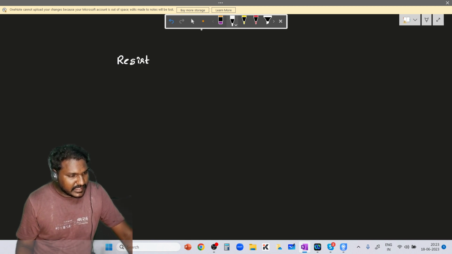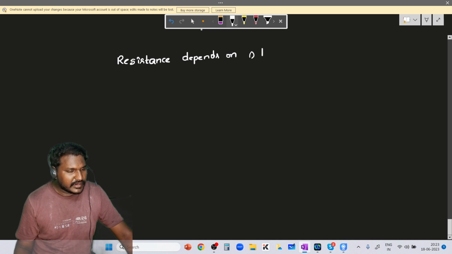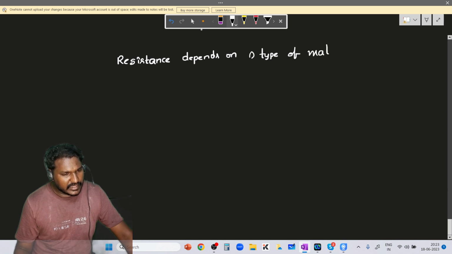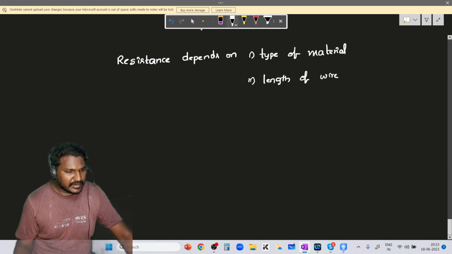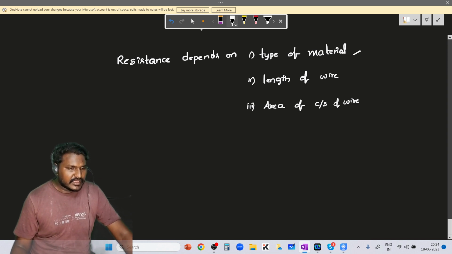So resistance depends on, number one, type of material. Number two, it also depends upon length of wire. And number three, it also depends upon area of cross section of wire. So resistance depends on type of material, length of wire, and area of cross section of wire.